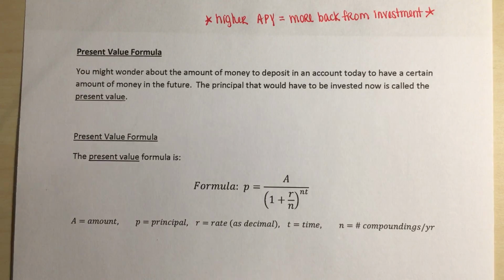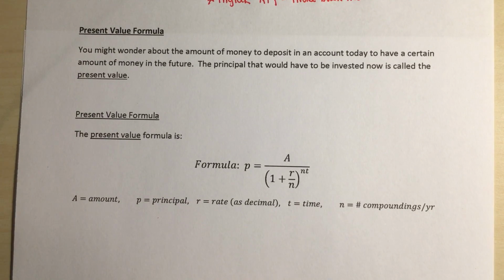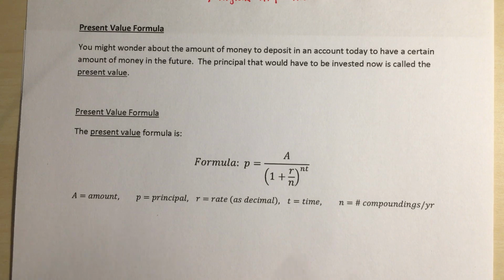Right, the final example that we're going to look at in section 10.3 is our present value formula. Our present value formula is going to give us an idea of, if we have a goal for later on down the road, what do we need to do now? So you might wonder about the amount of money to deposit in an account today to have a certain amount of money in the future.